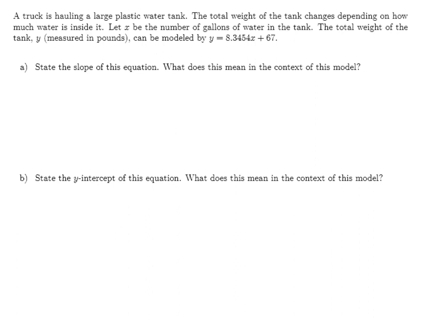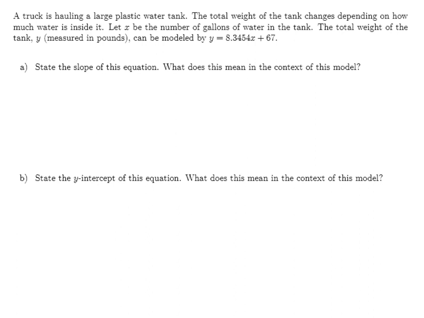So this problem tells us that a truck is hauling a large plastic water tank. The total weight of the tank changes depending on how much water is inside it. We'll let x be the number of gallons of water in the tank. The total weight of the tank, which we'll call y, and is measured in pounds, can be modeled by y equals 8.3454x plus 67. You'll note that that coefficient on x is not a very nice number, but it's actually determined by the weight of a gallon of water.